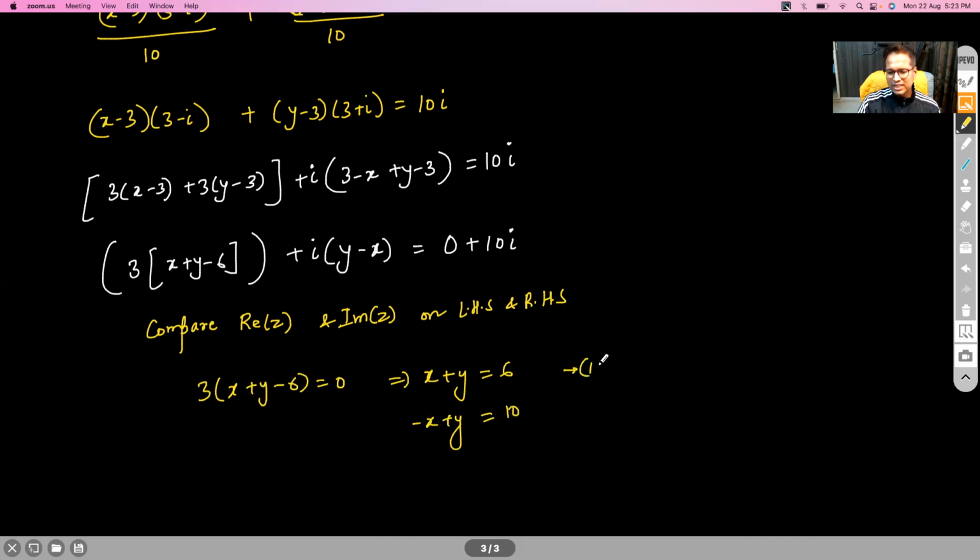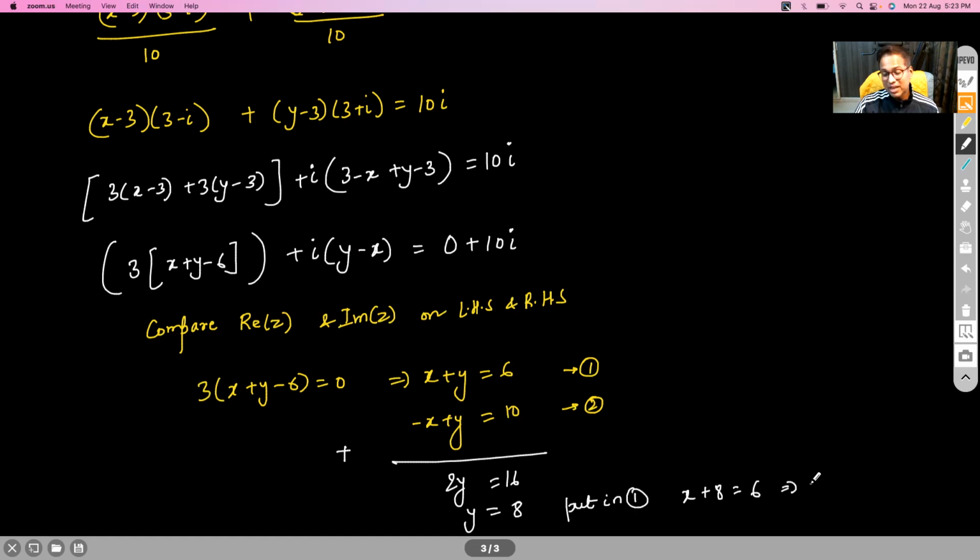Now, using this equation and this equation, let's solve for x and y. Now, very simple. If you add them, what do you get? Just add these two expressions. What do you get? 2y. 2y is equal to 16. So y value is 8. Correct? Simple. Now put this in 1. So x plus 8 is equal to 6. So x value is minus 2.